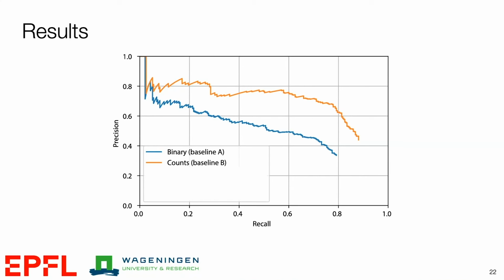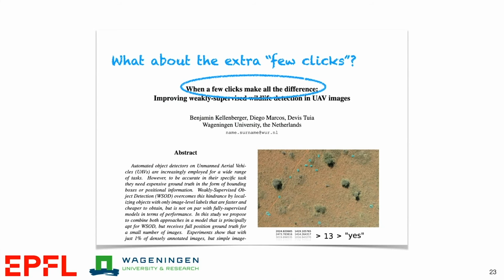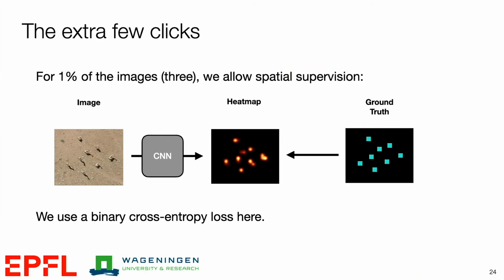So far so good. Now, the eagle-eyed viewers among you have seen in the title that we talked about this extra few clicks. Now, what is this about? It's very simple. Basically, we take a small subset of images, and for those we actually add spatial ground truth, which you can see on the right here. This way we can directly train the model's output. We compare the heat map with the ground truth using a cross-entropy loss, and this gives the CNN a little bit of a spatial supervision signal. And we do this for a very low number of images. We chose 3 at random that have animals and inject spatial ground truth.